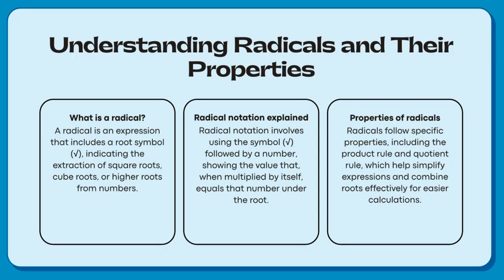Understanding radicals and their properties. What is a radical? A radical is an expression that includes a root symbol, indicating the extraction of square roots, cube roots, or higher roots from numbers. Radical notation explained. Radical notation involves using the radical symbol, followed by a number, showing the value that when multiplied by itself equals the number under the root. Properties of radicals. Radicals follow specific properties, including the product rule and quotient rule, which help simplify expressions and combine roots effectively for easier calculations.